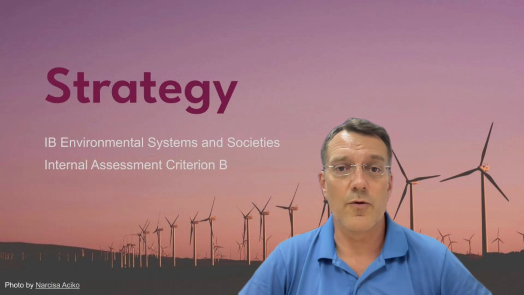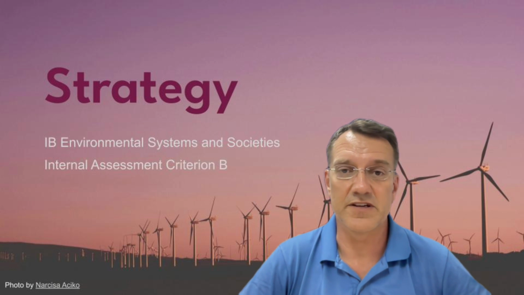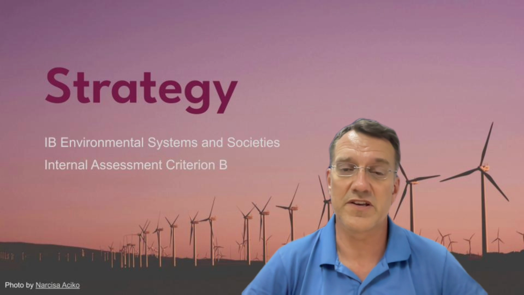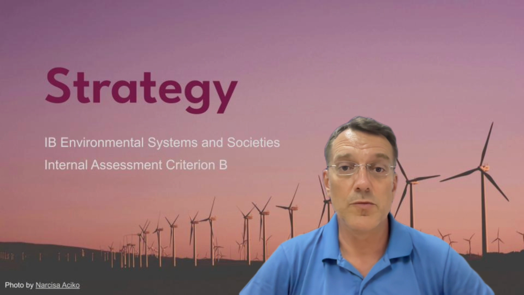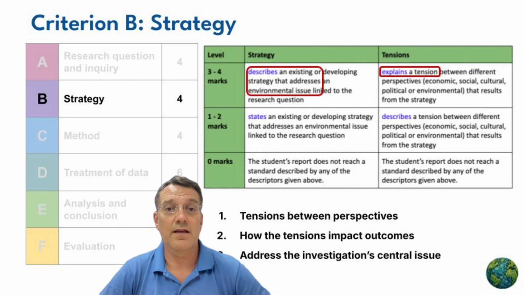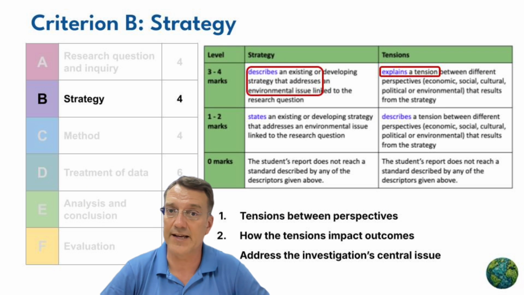This is the second video in our ESS Internal Assessment series. In the previous video, we worked on developing your research question for Criterion A. Now we're moving on to Criterion B, which is called Strategy. Like Criterion A, this criterion is worth 4 of the 30 total marks allocated for the IA.